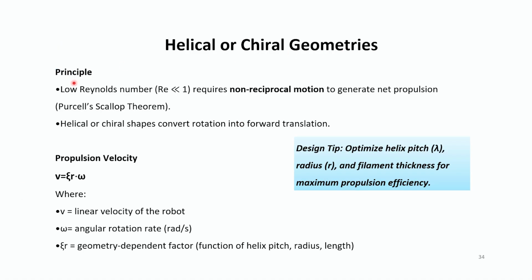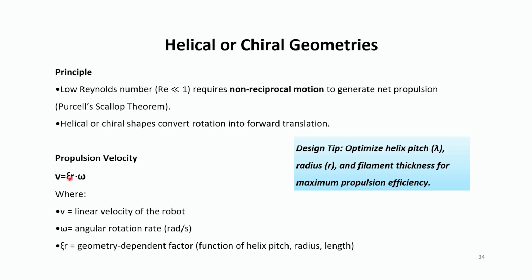Helical or chiral geometry is the principle behind this. In a fluid with low Reynolds number, as I've already told you, when the viscosity is high, it will require a non-reciprocal motion to generate net propulsion, which was defined by Purcell's scallop theorem. Then helical or chiral shapes convert rotation into forward translation.